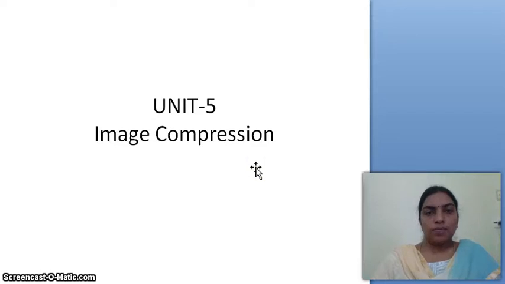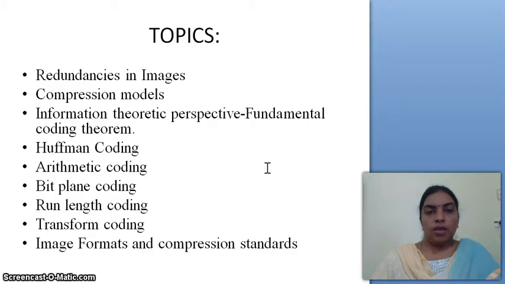Good morning, students. In this video, I am going to explain image compression. That is the fifth unit in digital image processing. The topics are: redundancies in images, compression models, fundamental coding theorem, Huffman coding, arithmetic coding, bitplane coding, run length coding, transform coding, image formats and compression standards.